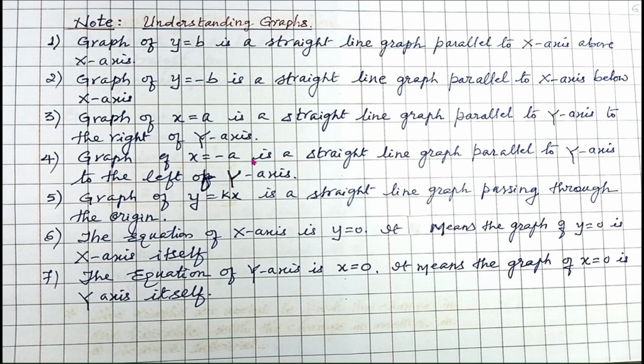Graph of x is equal to minus a is a straight line graph parallel to the y-axis, to the left of the y-axis. Graph of y is equal to kx is a straight line graph passing through the origin.